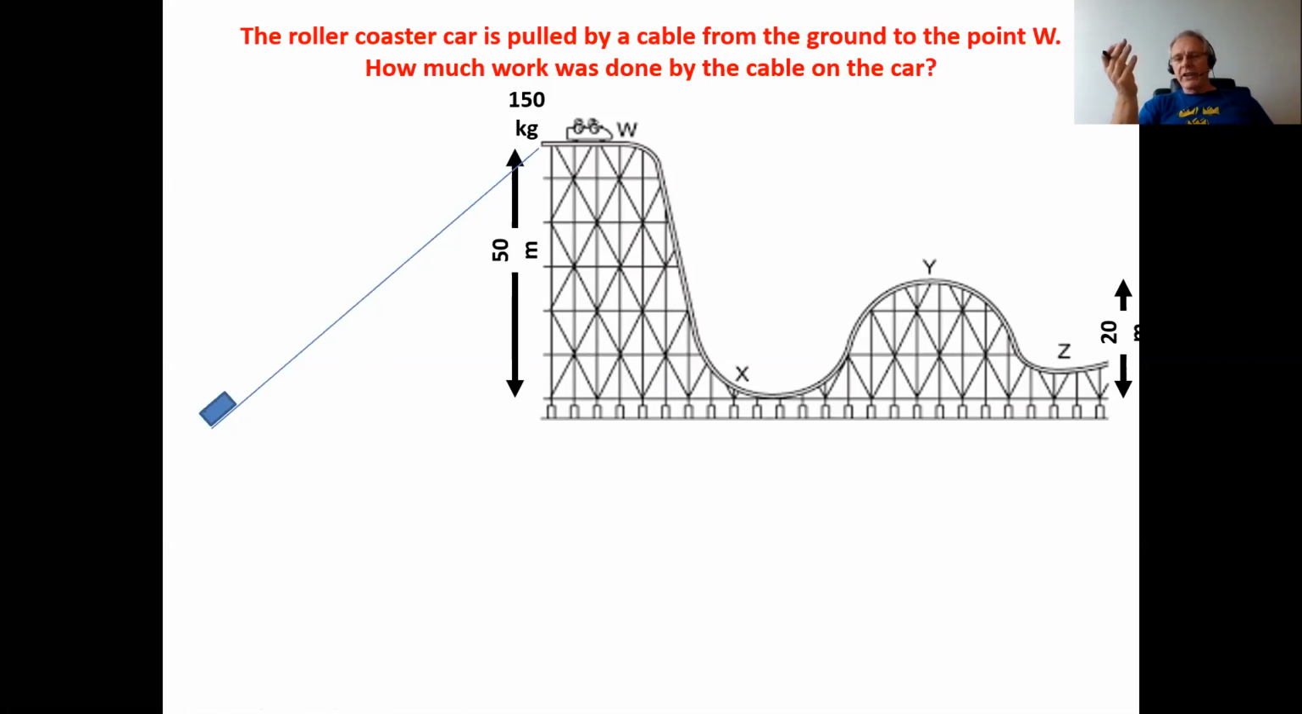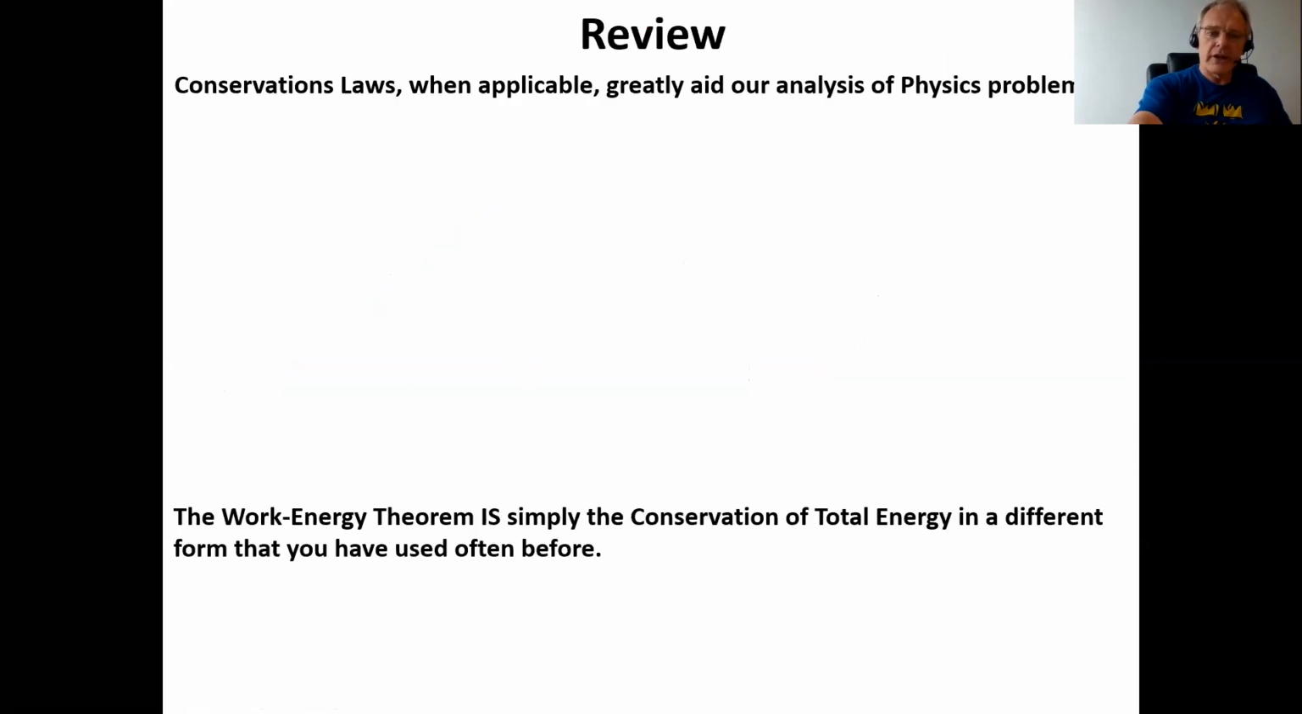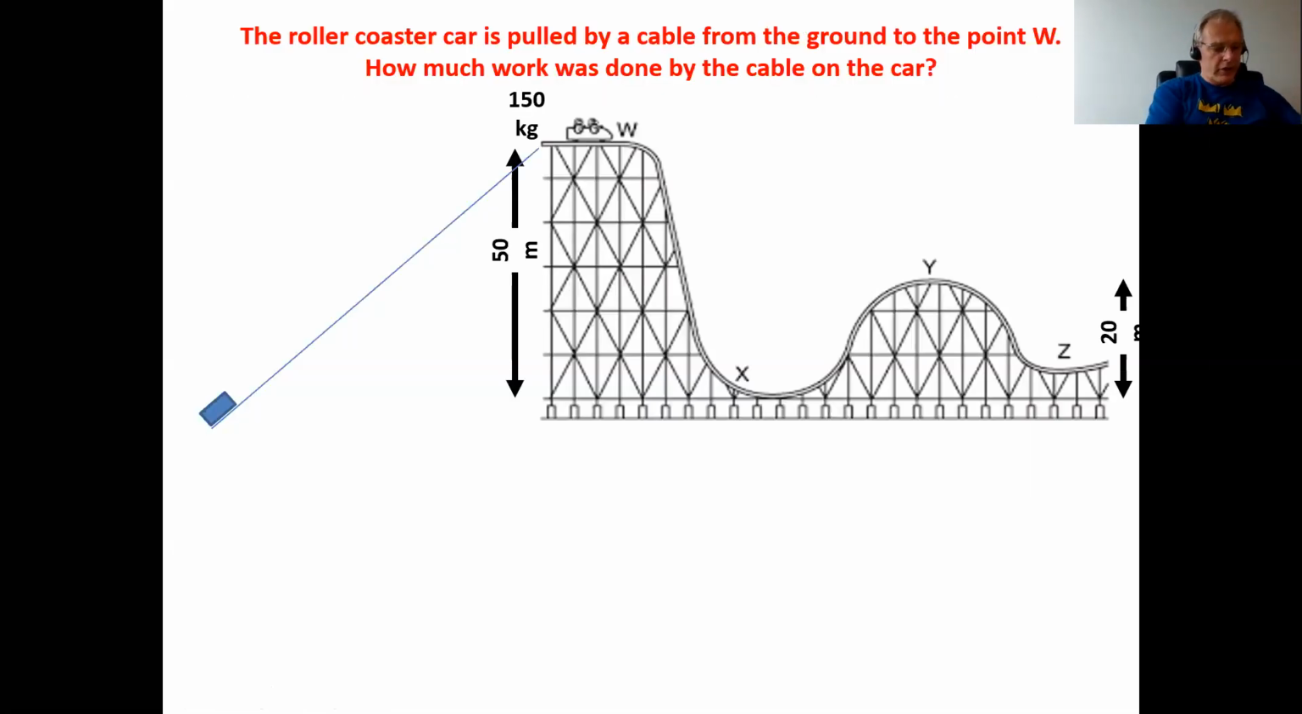And it's not moving very fast at the beginning. It just has enough speed to basically get from here to there. It moves very slowly, and then you get to the drop off, and you raise your hand and scream, and you go down. So the roller coaster is pulled by a cable from the ground to the point W. How much work was done by the cable on the car? Again, we don't know if the force is conservative, so we have to work with the fact that it is a non-conservative force.